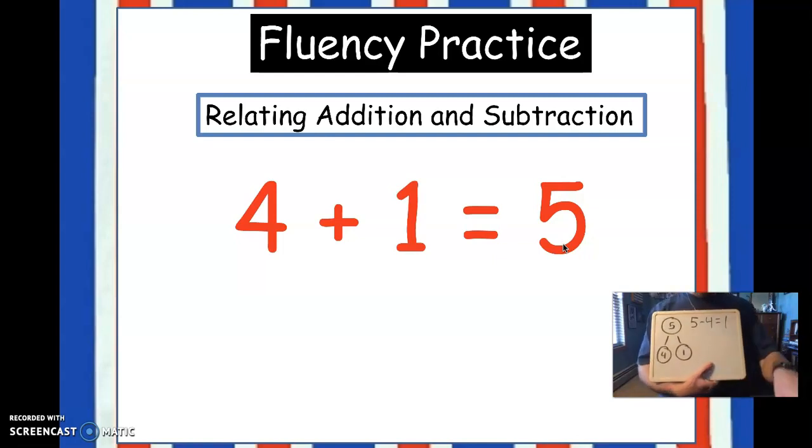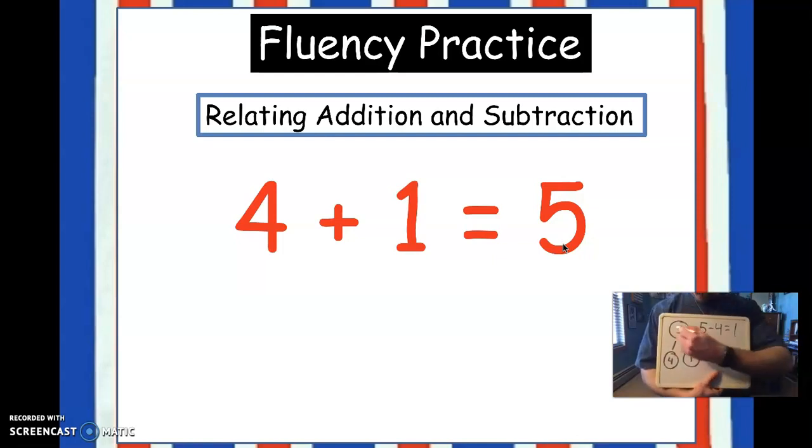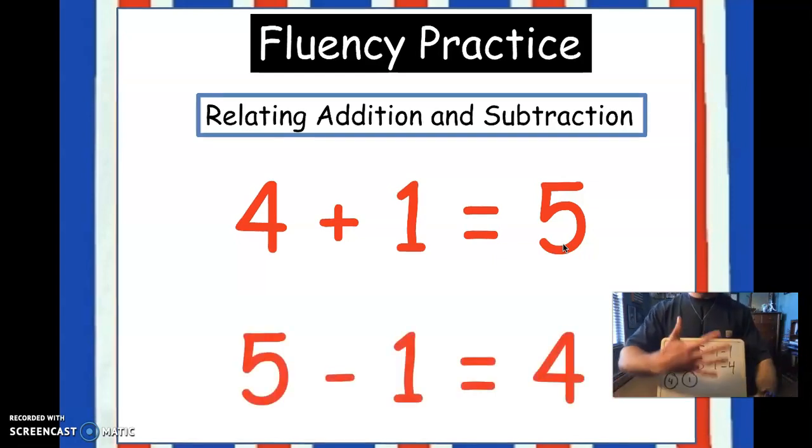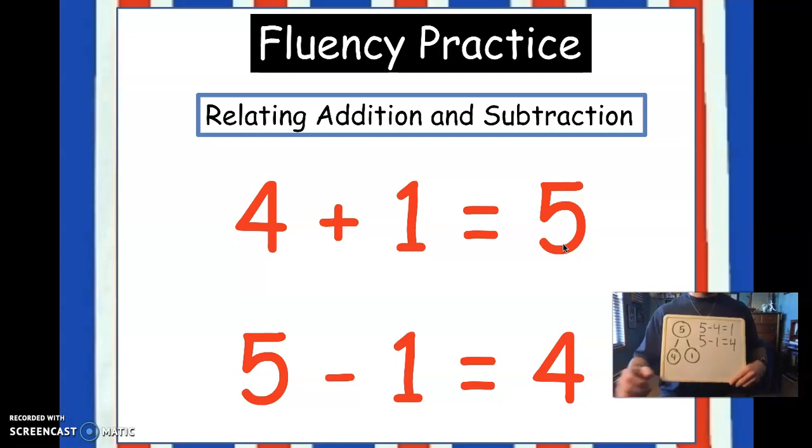Now, if that's not the one you got, you might have done it the other way, where you start with 5. Always, that's our biggest number, that's our whole. And then you subtracted 1 and got 4. 5 minus 1 equals 4. If I have 5 fingers up and I subtract 1, I have 1, 2, 3, 4 left. All right.